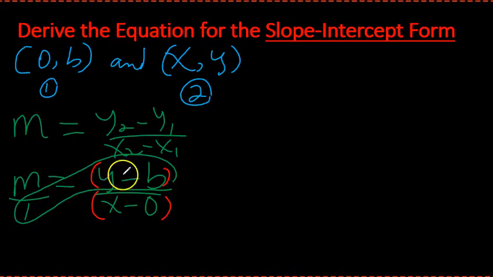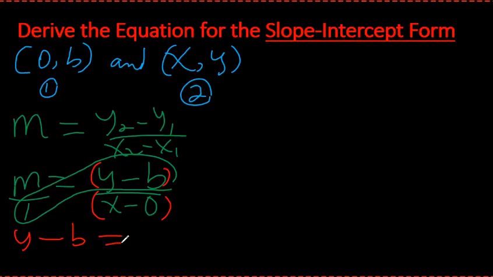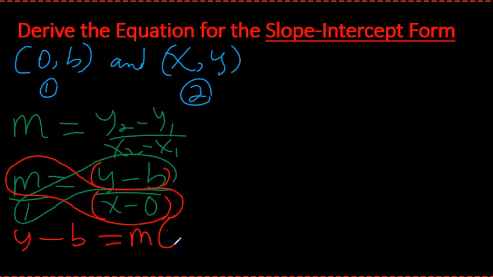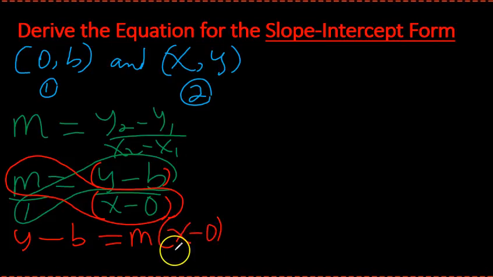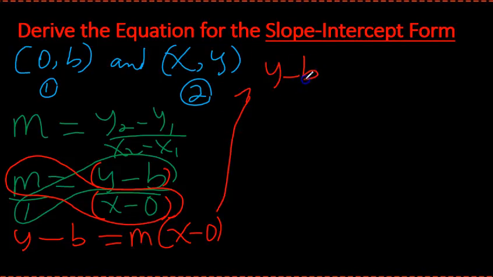So this is y minus b times 1 is y minus b equals, then we cross multiply the other side, it becomes m times x minus 0. Whenever we subtract 0 from anything, it doesn't change it. So x minus 0 is x. So on this side, we have y minus b equals mx, because x minus 0 is x, m times x.